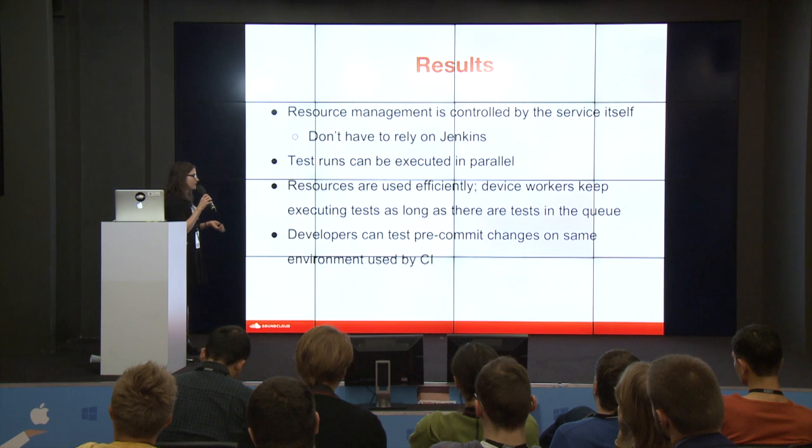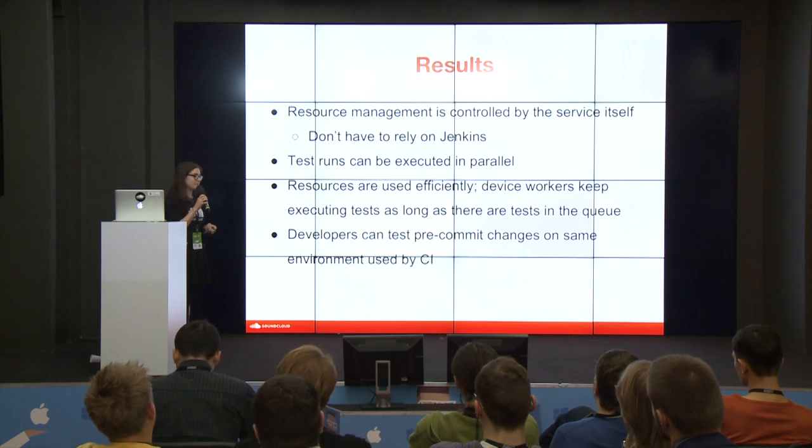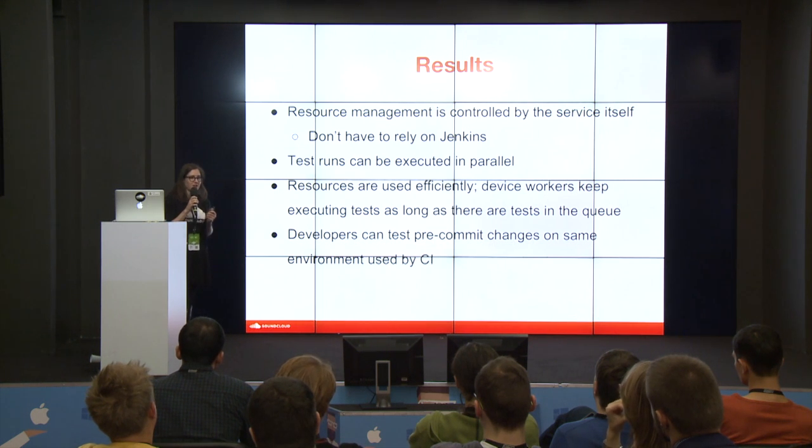So some of the results that we've gotten from the new test runner service. Resource management is controlled by the service itself, so we don't have to rely on Jenkins anymore, which means that test runs can be executed in parallel. And resources are used efficiently because the device workers are constantly asking for a new test to run as long as there are tests in the queue.